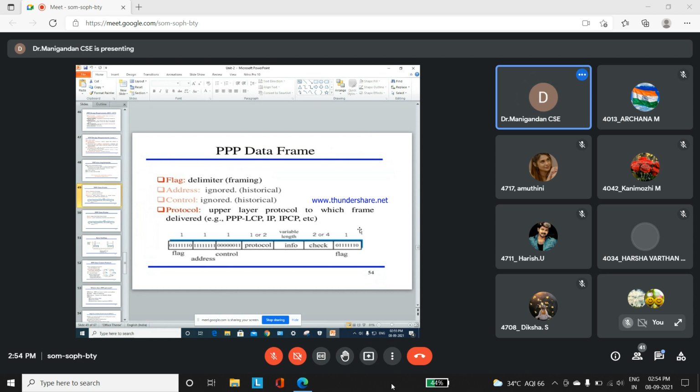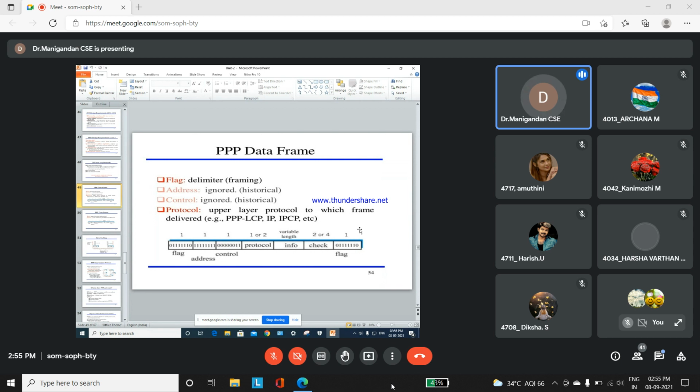Point to point to IP. IP means what? Internet protocol. Based upon the upper layer protocol, it can be transmitted. In this frame format, the sizes are as follows. The flag field is assigned 1 byte, the address field 1 byte, the control field 1 byte, and the protocol field 1 or 2 bytes.